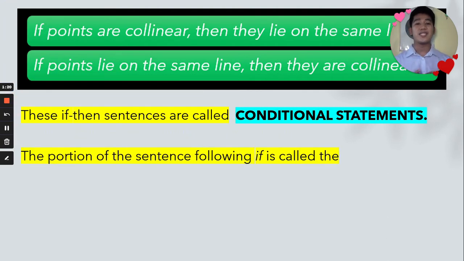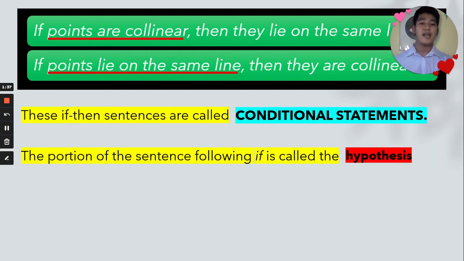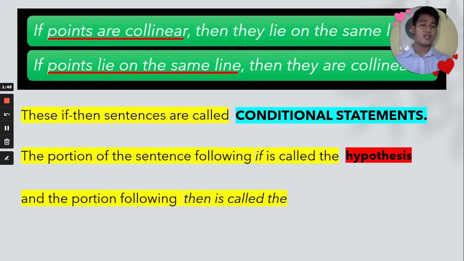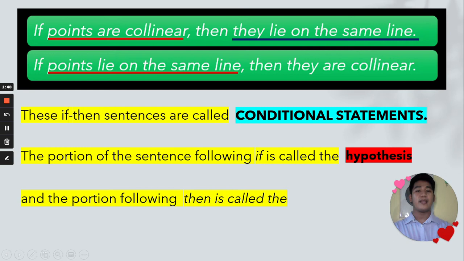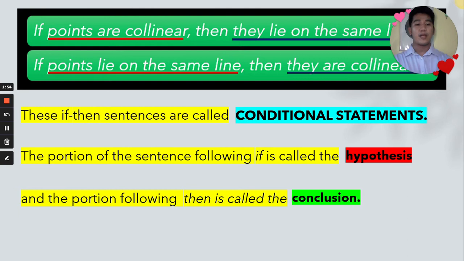So the portion of the sentence following if, we have here, points lie on the same line, we call this the hypothesis. Take note of that. And the portion of the sentence following then, we have they are collinear, we call this the conclusion. So we have hypothesis and conclusion in our conditional statements, or in the if-then form of the statement.